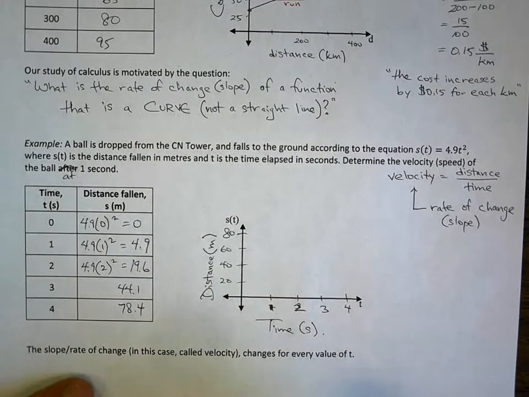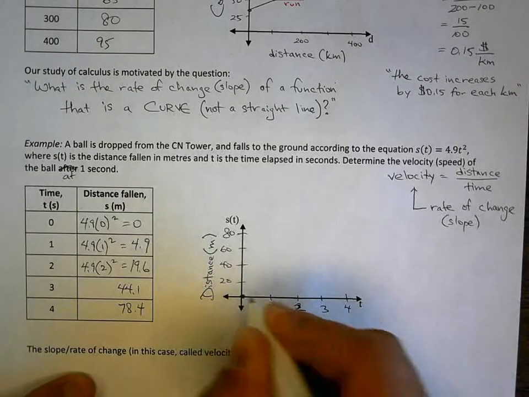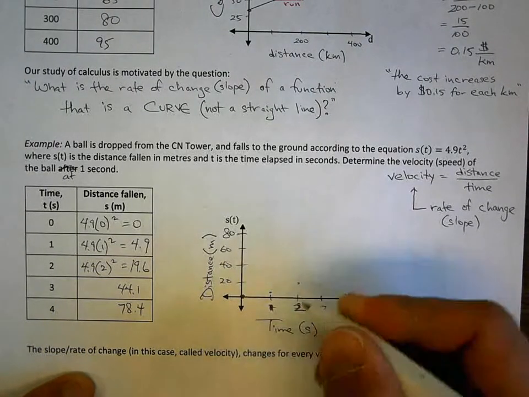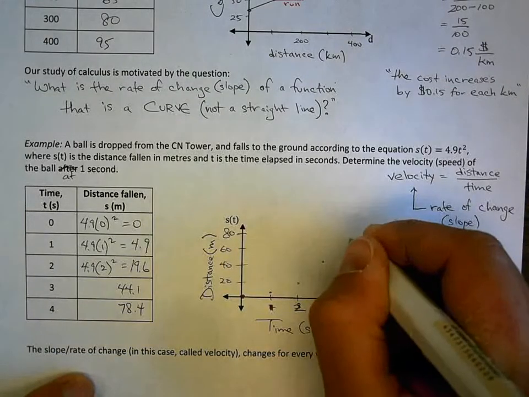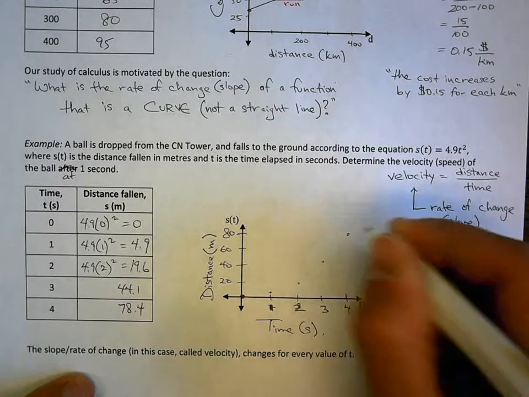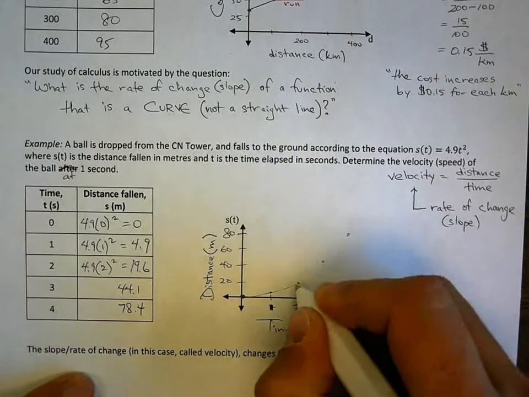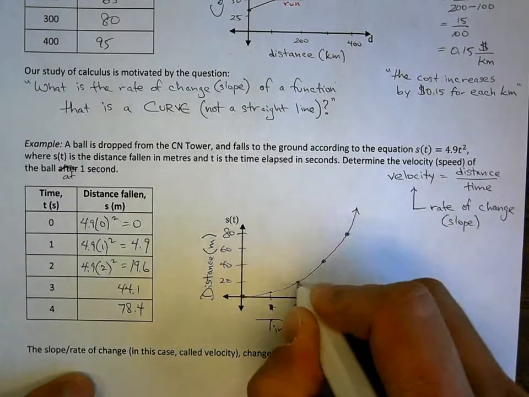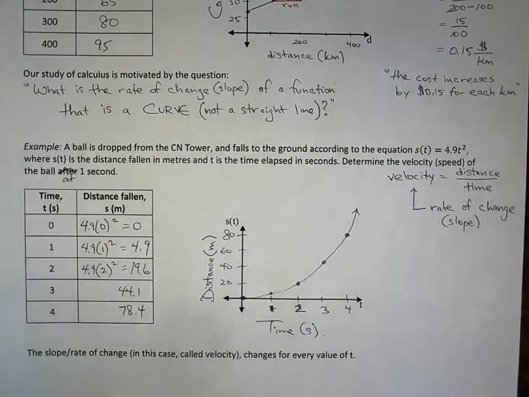Okay, let's graph. So, this is the distance we've fallen. So we have 0, 0, 1, which is 5, 2, which is about 20, 3, which is 44, and 4, which is almost 80. So you can see this, no surprise, is a quadratic, right? Because it was a quadratic equation, and the graph should look more or less quadratic. That's my distance time graph.